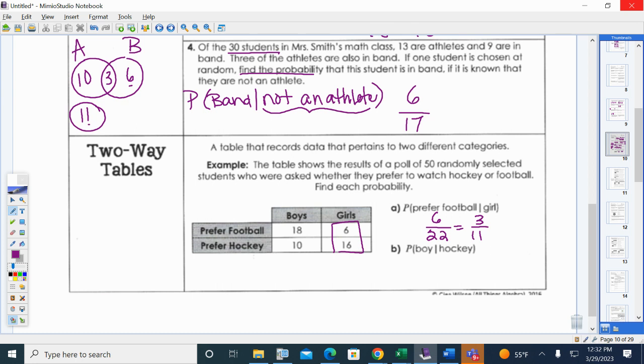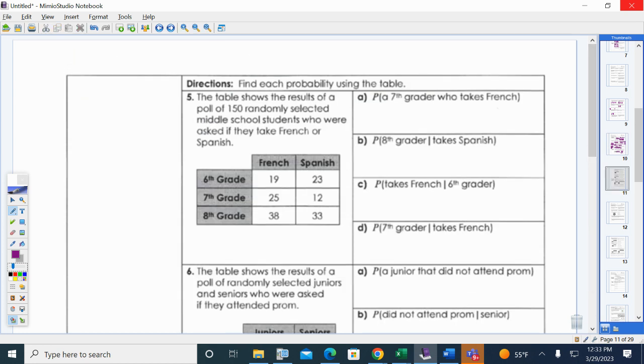Part B says probability of a boy given hockey. So the given part here is just hockey. So we have to look at a different part of this table. Given hockey, then just the hockey, prefer hockey is your denominator. So 10 plus 16 is 26. Of those 26, how many are boys? And that's going to be 10. 10 out of 26 is going to reduce to 5 out of 13. All right, let's move on to the next portion.